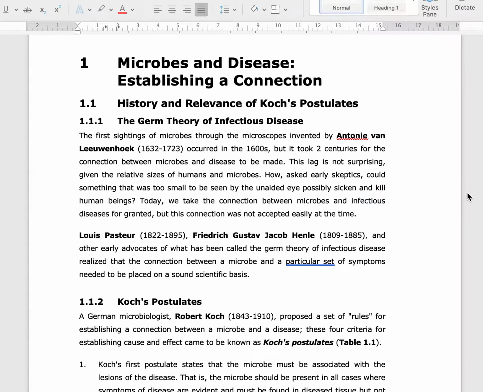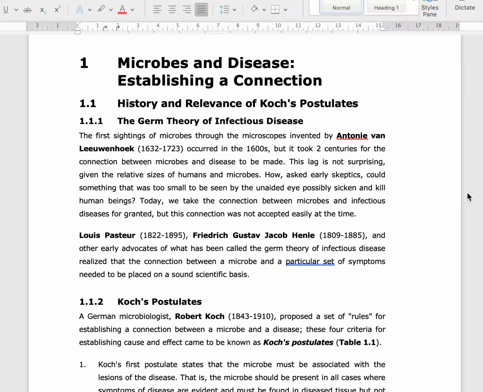Hello everyone. This is the first chapter of this course, and in this chapter, we'll learn about the methods by which we can establish a connection between a microbe and a disease. For example, now we know that Bacillus anthracis, this bacteria, causes anthrax. So how did scientists establish that this particular bacteria caused this particular disease? There are rules by which we do that.